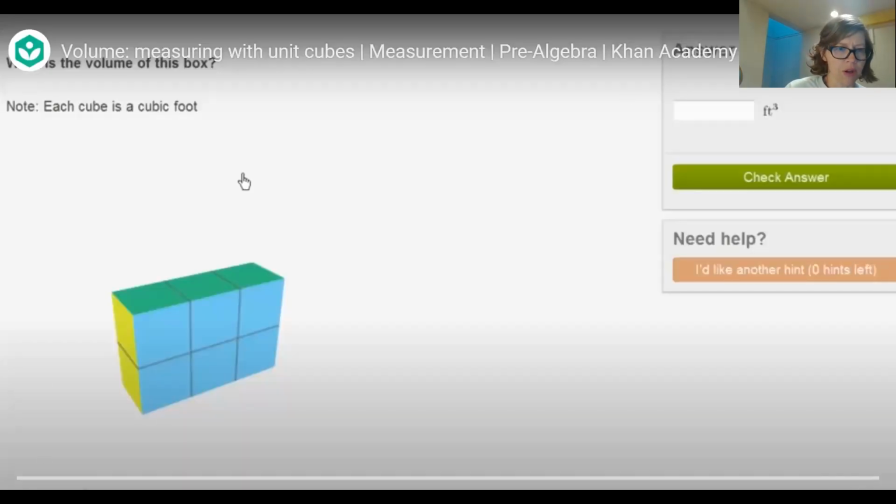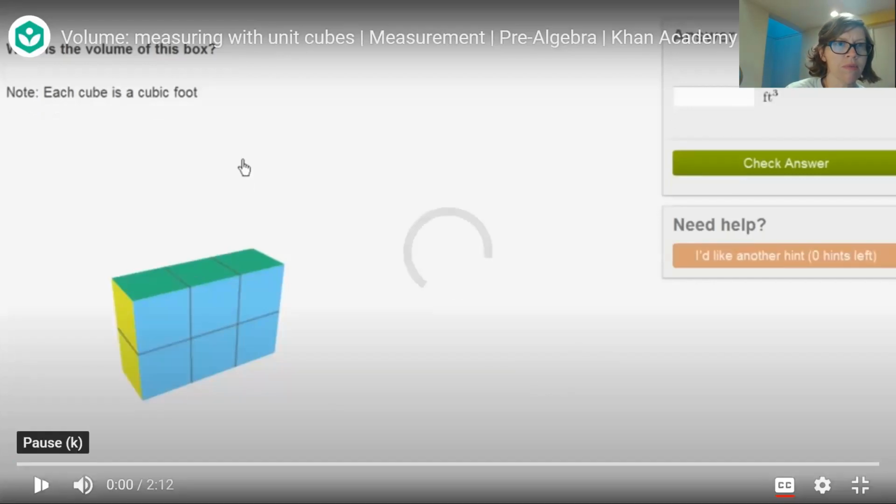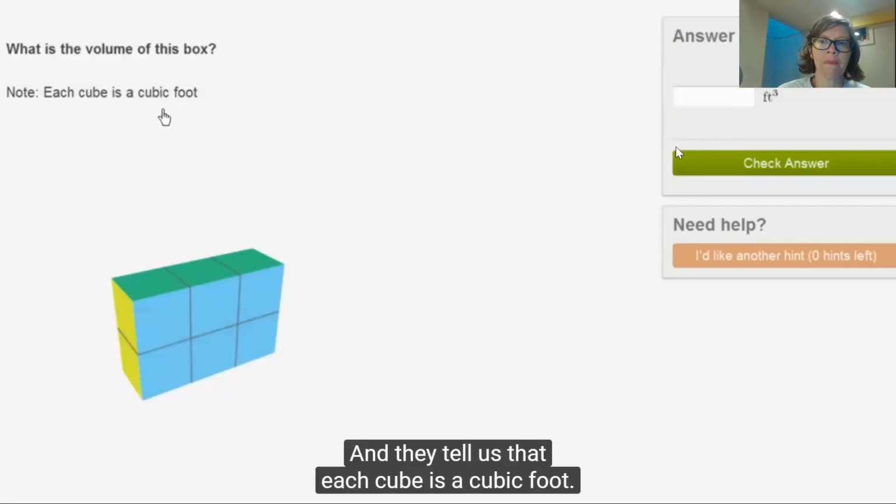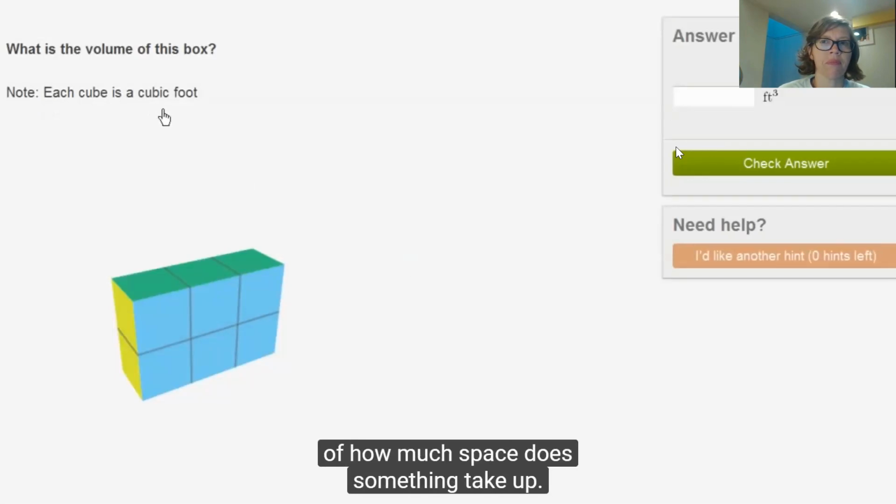All right, so let's watch this video. We are asked, what is the volume of this box? And they tell us that each cube is a cubic foot. Just as a reminder, a volume is a measure of how much space something takes up, and it's usually measured in cubic units. And here we're talking about cubic feet.